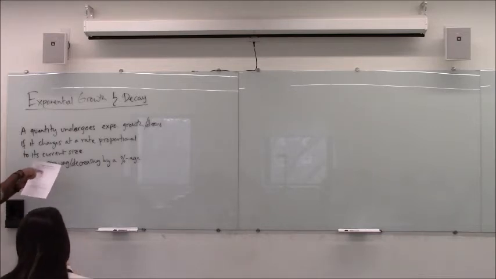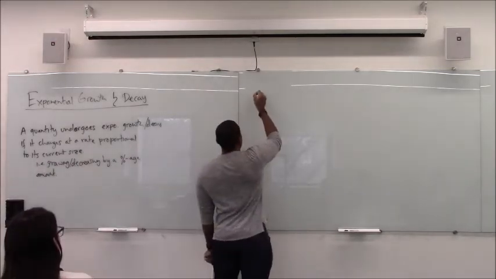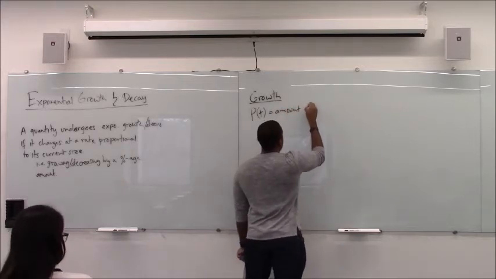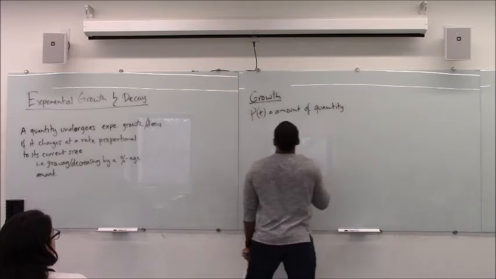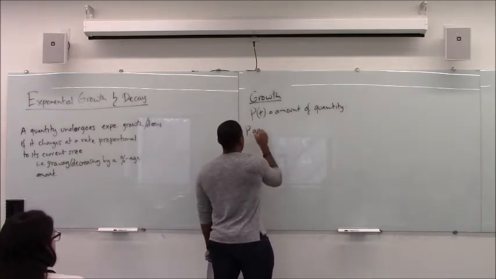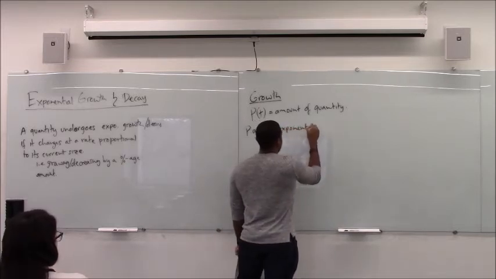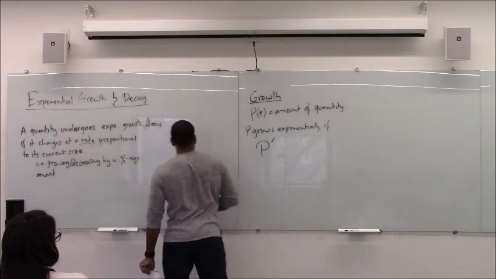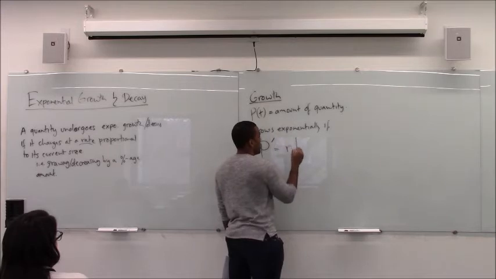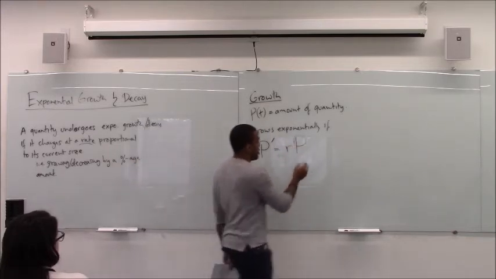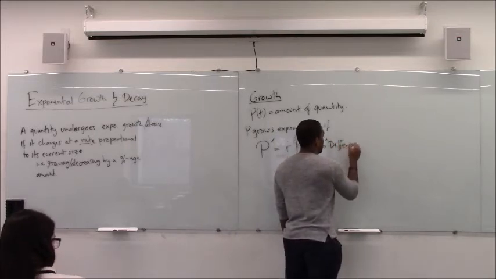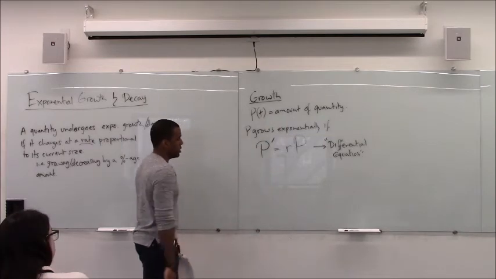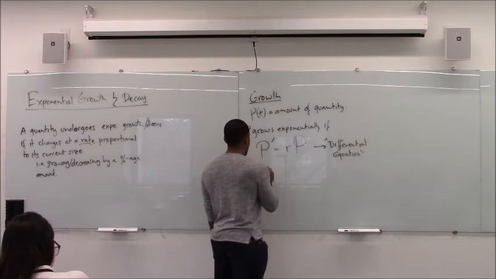Now there are certain equations that we know govern these. So let's look at growth. If P of T is the amount of the quantity, P grows exponentially if the rate, that's what it says, it grows at a rate proportional to the current size, which means it's just a constant times the current size, which we usually call R. So this here is called a differential equation. A differential equation because it's an equation with a derivative in the equation, and we can solve this.